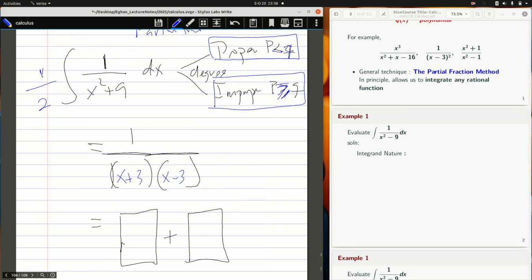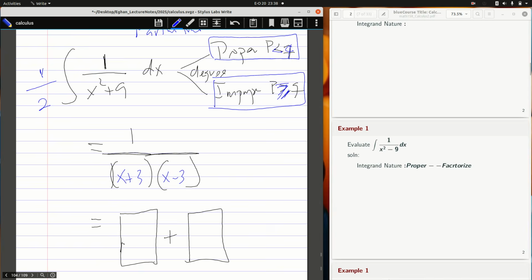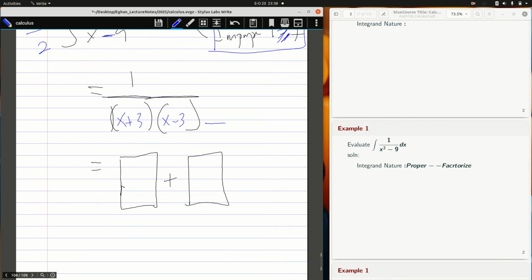Let me check my answers here. No, it can't be right if and only if this is minus. Yeah, so we have this. You realize that the denominators of interest here are linear terms, and so I can simply say this is A over the first term, and then this is B over the second term. As simple as that. These are my partial forms.